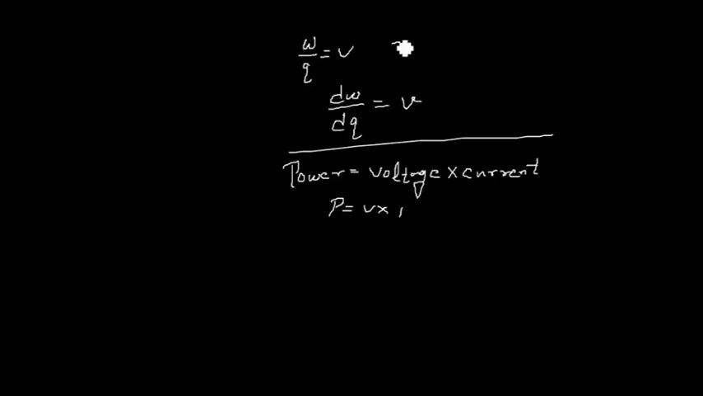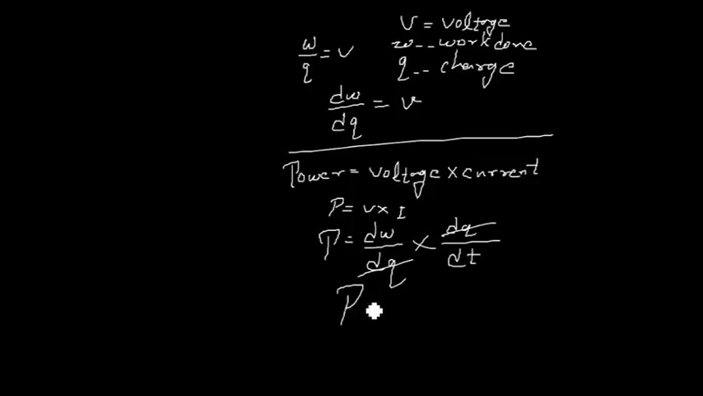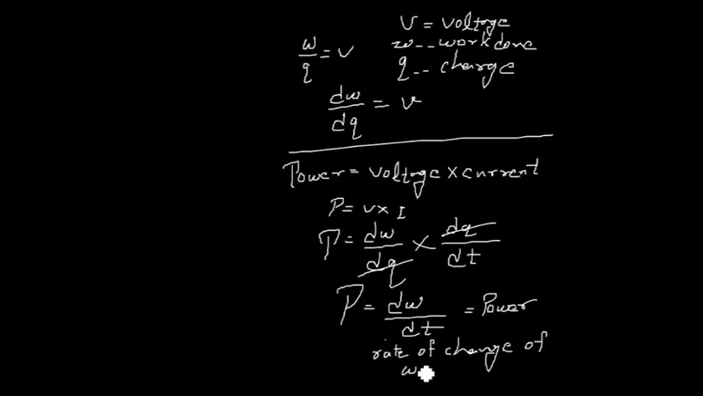Here also we can write that W is work done, Q is charge and V is voltage. So from here we can write that voltage is the rate of change of work done per unit charge, and current is the rate of change of charge per unit time, and this is power. The dq cancels out and power becomes rate of change in energy per unit time. Energy and work done are similar, so power is rate of change of energy per unit time.